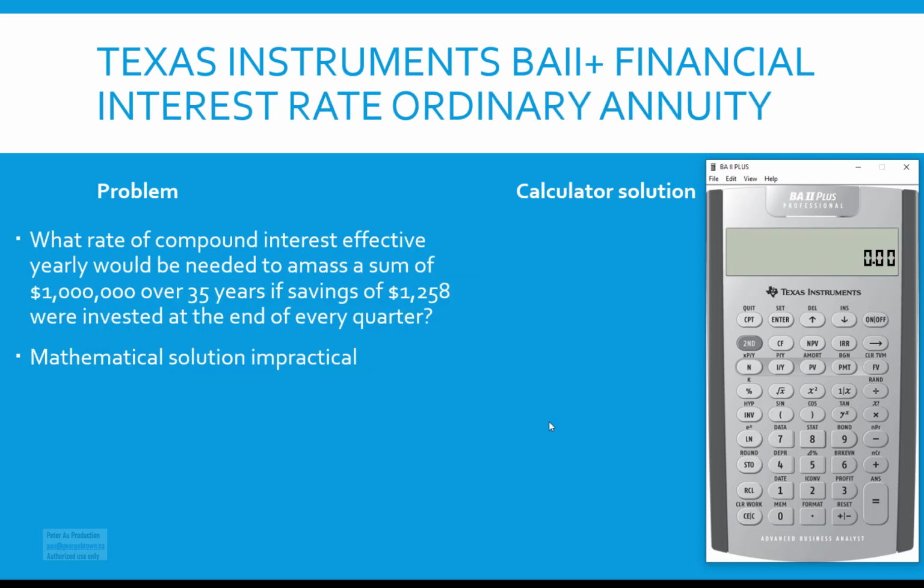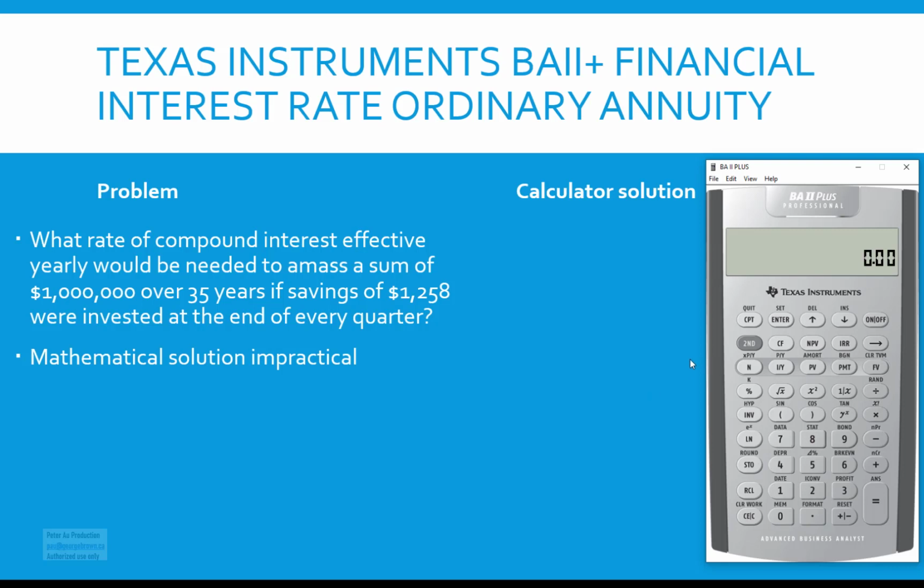What rate of compound interest effective yearly would be needed to amass a sum of $1 million over 35 years if savings of $1,258 were invested at the end of every quarter? The mathematical solution is impractical. The calculated solution is as follows.